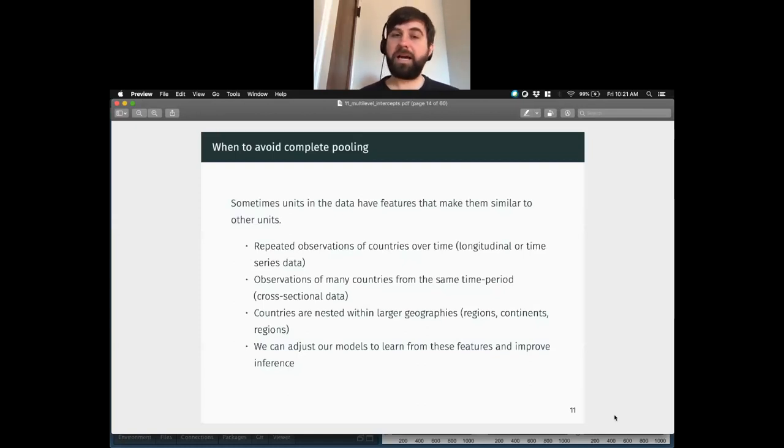But we also have other structures here. Countries are nested within larger geographies, regions, continents, regions again. We can adjust our models to learn from these features and to improve inference, so we can actually bake these features of the structure into the model.